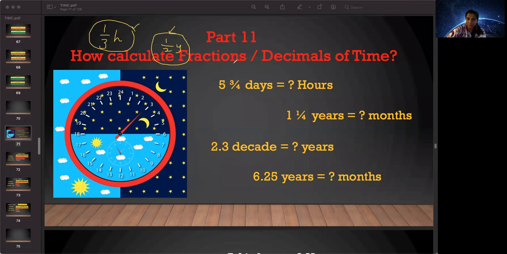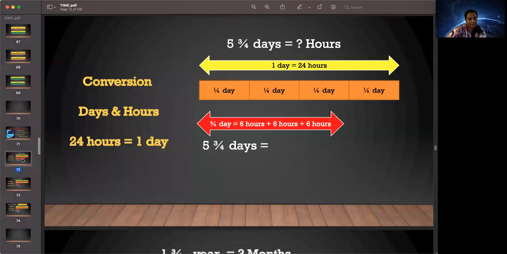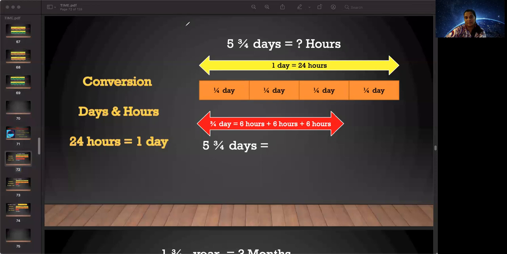In this lesson, we will explore mixed numbers, or rather improper fractions, as well as decimals, which are more than 1. 2.3 decades, 6.25 years is how many months? 1¼ years is how many months? And questions like that. So let's move on to our next slide. Here we have a question, 5⅔ days. And they have asked us how many hours is that?